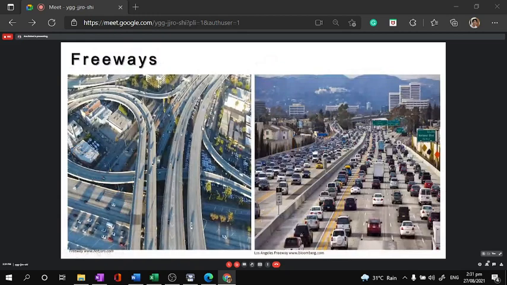Okay, so then we have the freeway. Freeways are actually also an expressway, except that walay toll, no? Walay tollway at the end. So it's a free pass moving traffic, walay toll. Generally, tanan makalabay sa freeway.